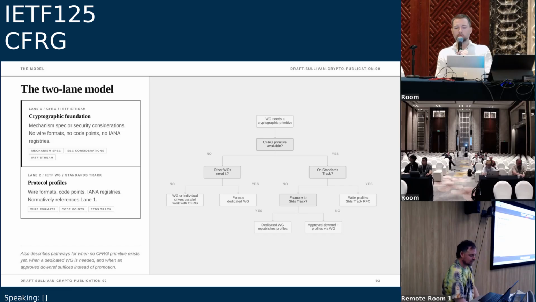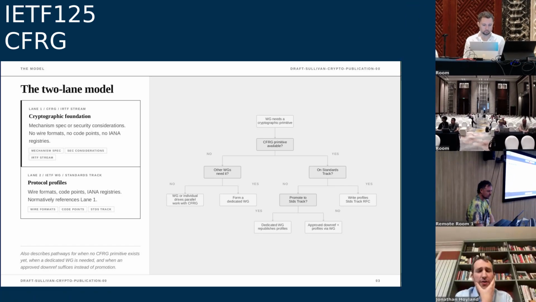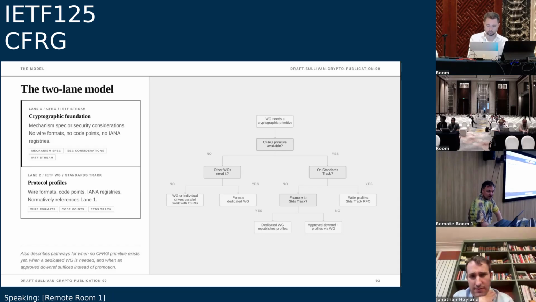Thank you. And Jonathan? Hi, Jonathan Hoyland. Is the main goal of this to reduce load on CFRG, or is it to just avoid the incoherence of CFRG writing standards track documents, or something else, or both? The second part is not intentional. That's sort of a consequence of it.